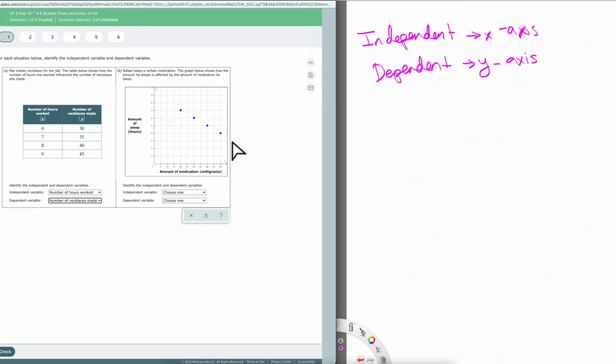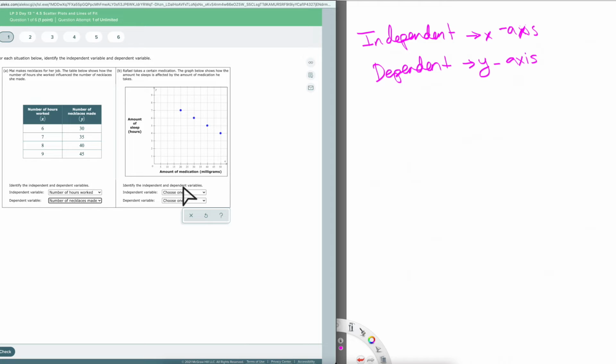But if by chance we're talking about the amount of sleep affecting the medication, well, if he sleeps 8 hours, that's not going to affect how much medication he takes. Only the amount of medication will affect his sleep, it looks like. So it must have some kind of stimulant in it that keeps him awake, right? That seems like what's happening there.